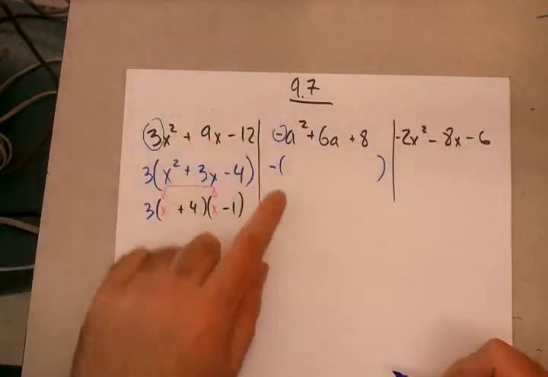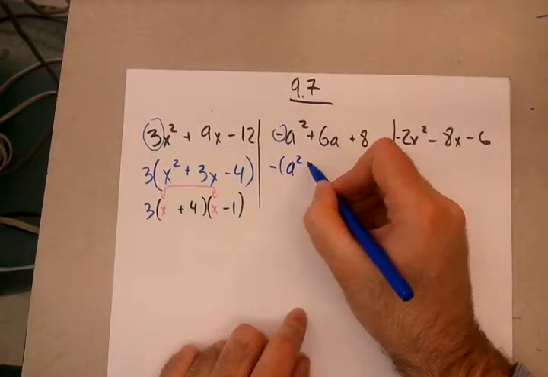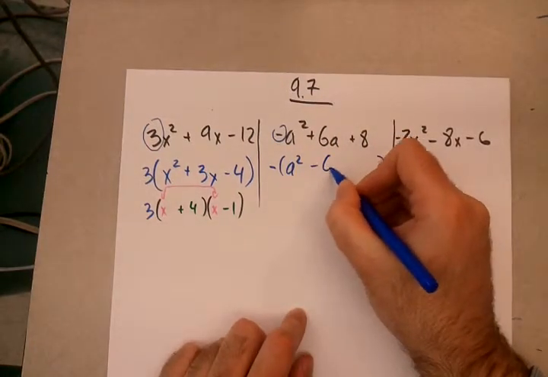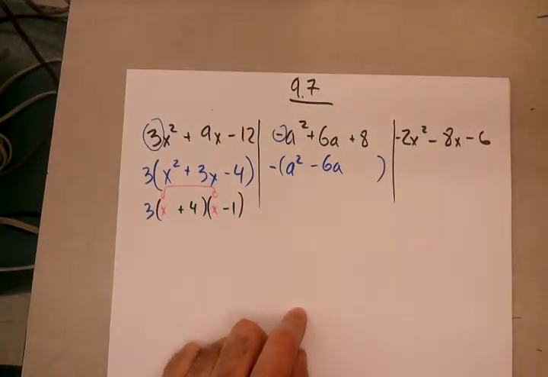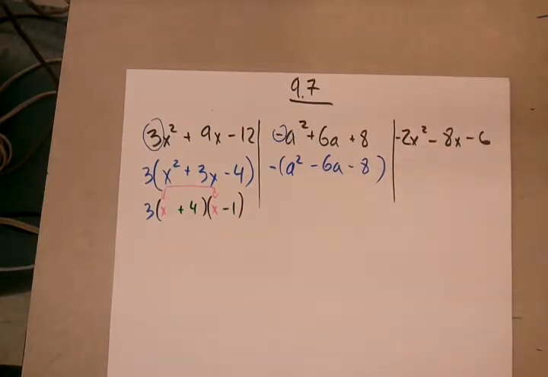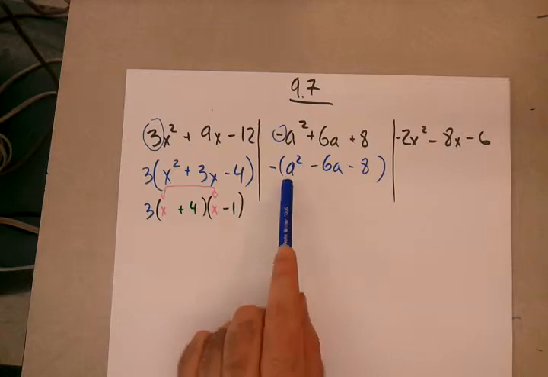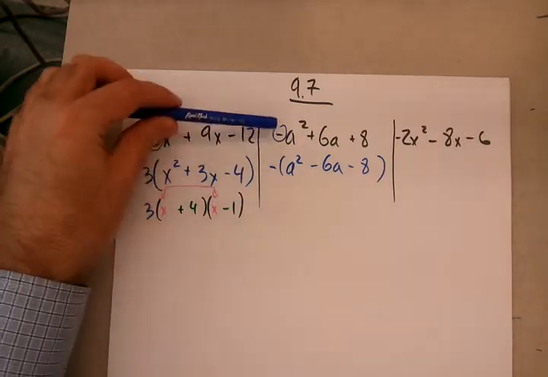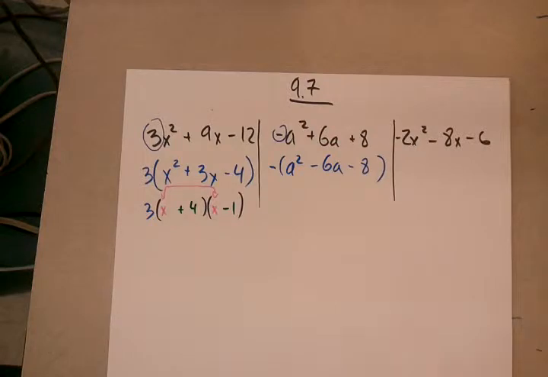Negative a squared divided by negative is a positive a squared. Positive 6a divided by the negative is a negative 6a. Positive 8 divided by negative is a negative 8. The easier way to look at this is, if you factor out a negative, everything inside of the parentheses will have its sign flipped in relation to what it was before. Great. So what do we do now?